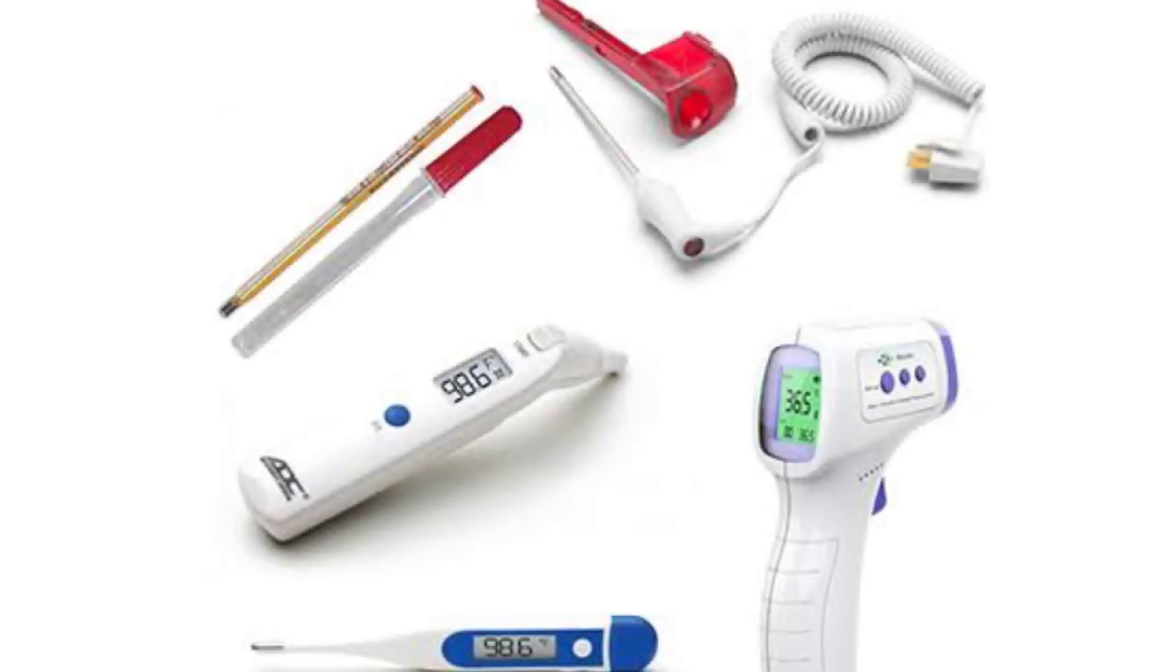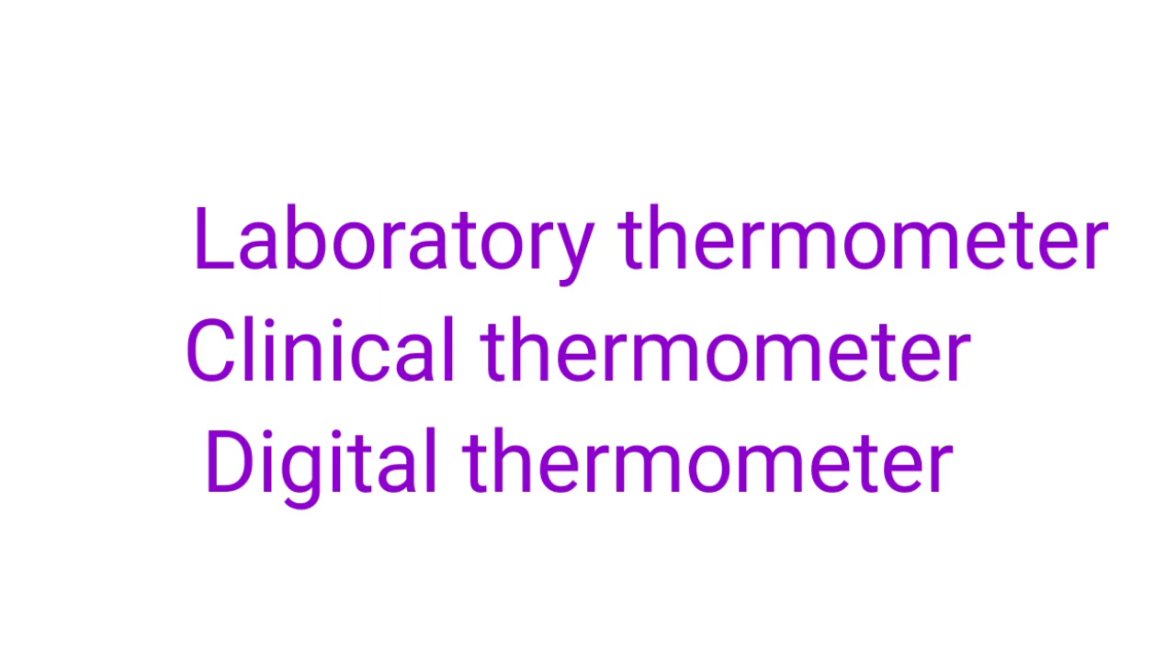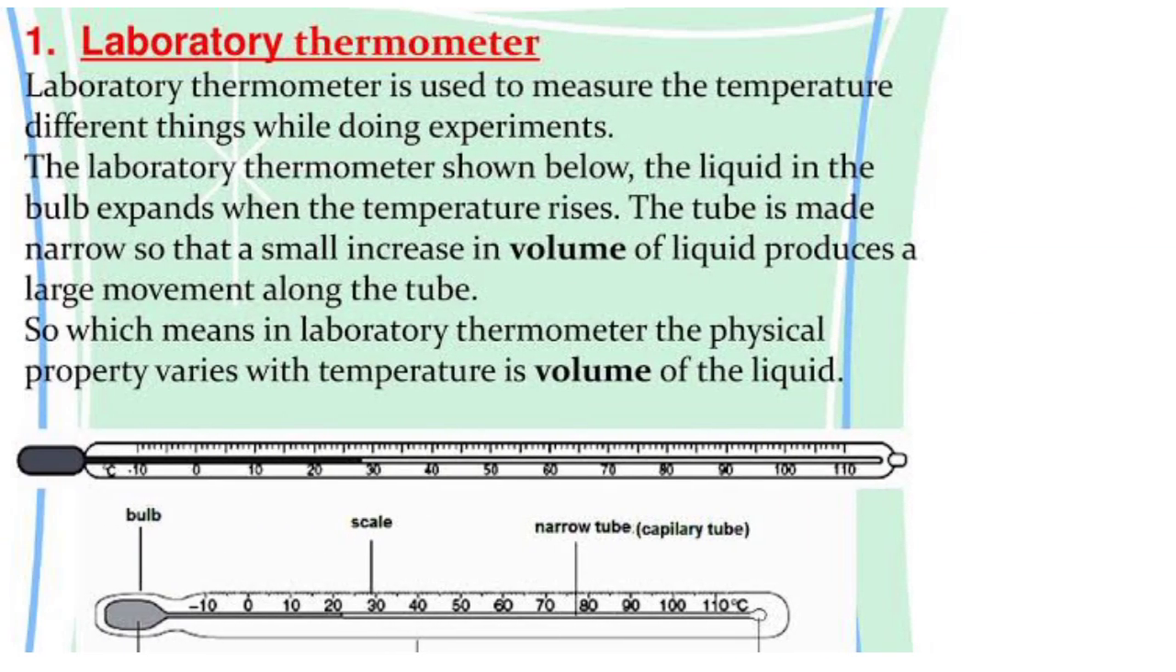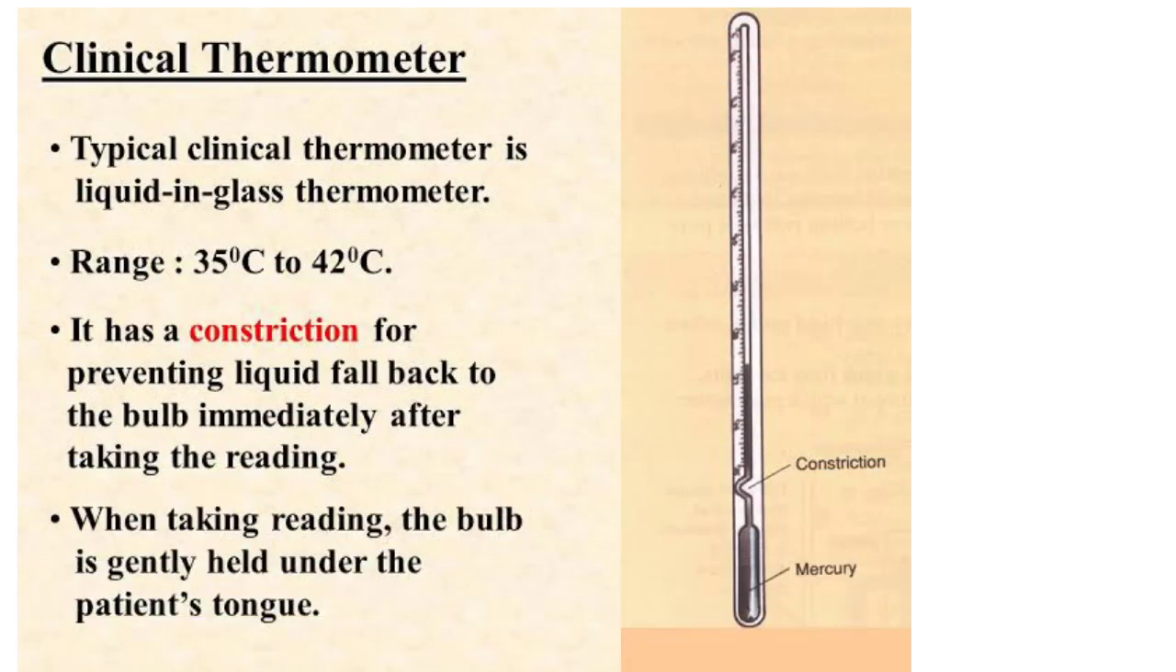We have so many types of thermometer, but some commonly used thermometers are laboratory thermometer, clinical thermometer and digital thermometer. A laboratory thermometer is used to measure temperatures during scientific experiments. The temperature range is usually from minus 10 degrees Celsius to 110 degrees Celsius. The clinical thermometer is used to measure the temperature of the human body. It differs from a laboratory thermometer because its temperature range is from 35 degrees Celsius to 42 degrees Celsius, because the temperature of the human body varies only within this range. The average normal body temperature of a human body is 37 degrees Celsius.